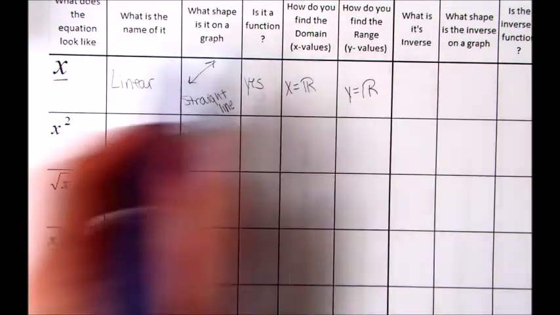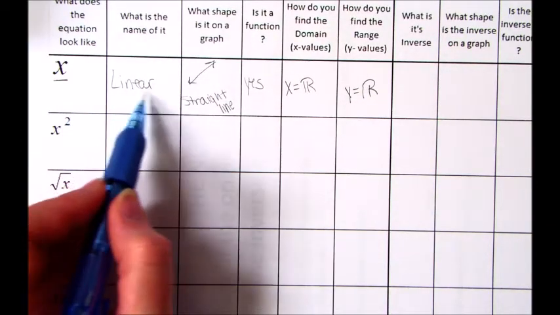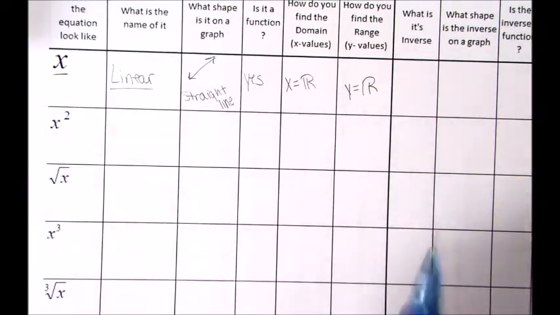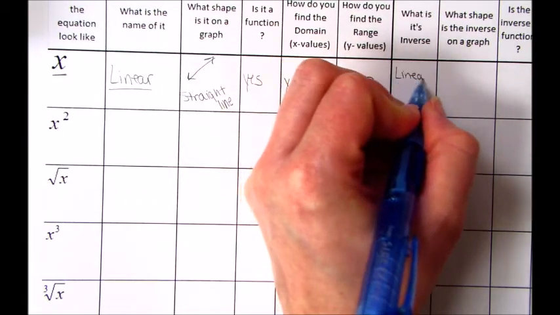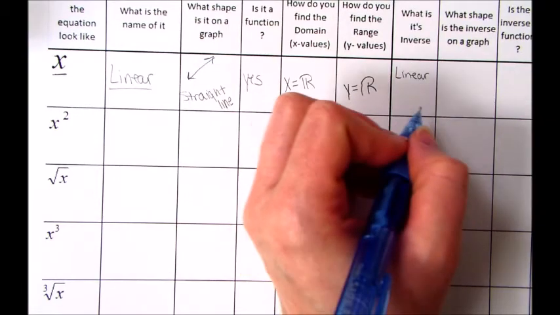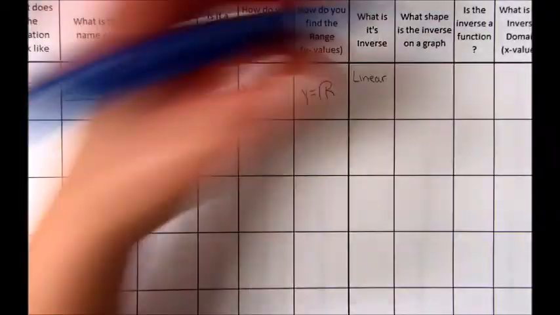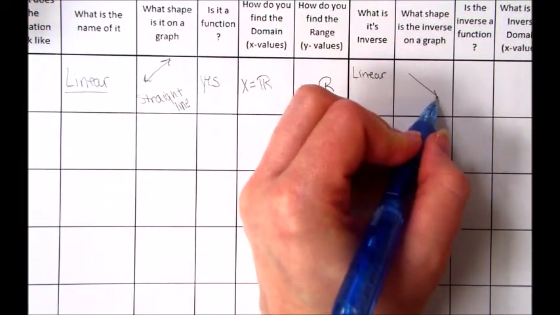The inverse of a straight line, the inverse of a linear equation, is still a straight line. So it's actually still linear. The inverse is still a linear equation. And what shape is that on a graph? Again, it's just another straight line on a graph.